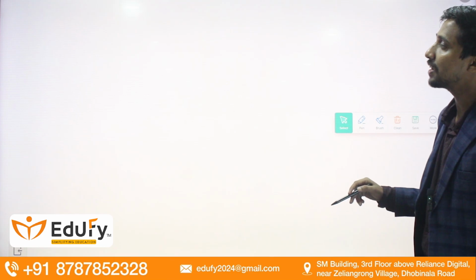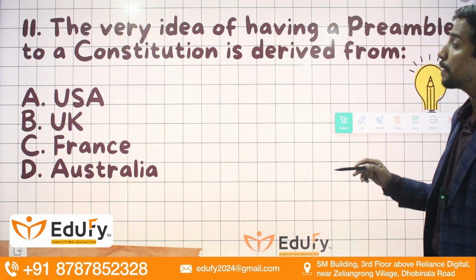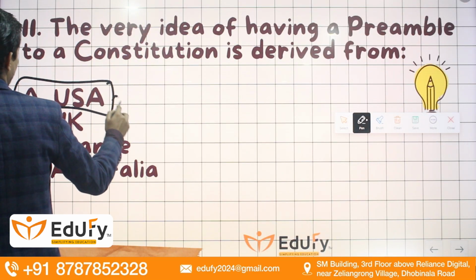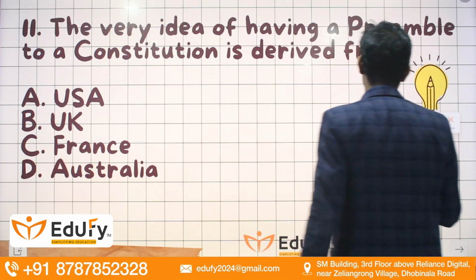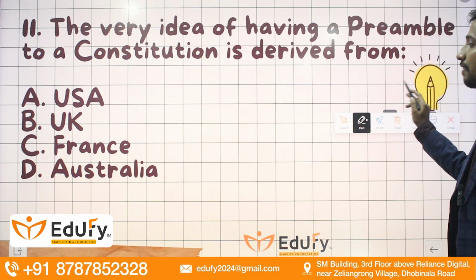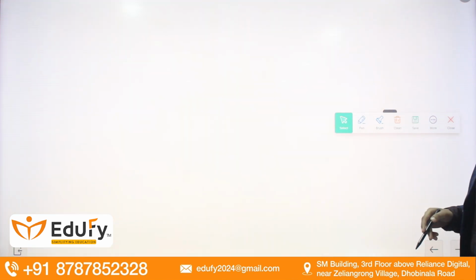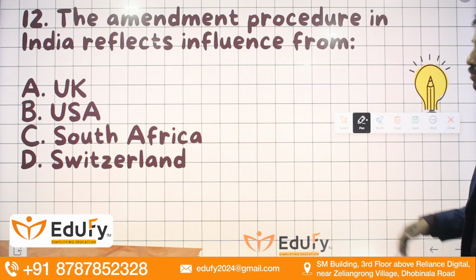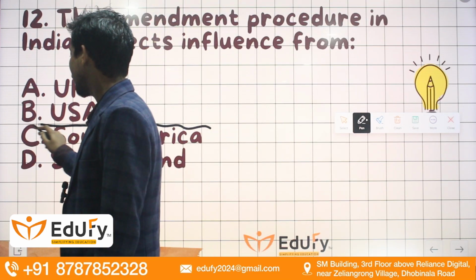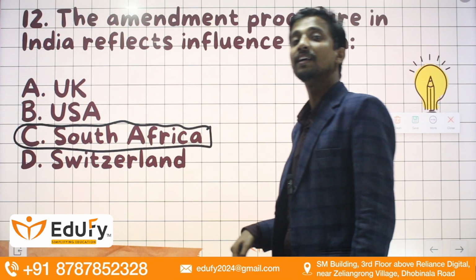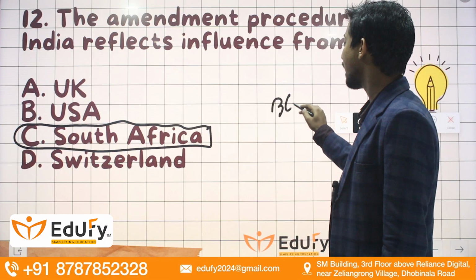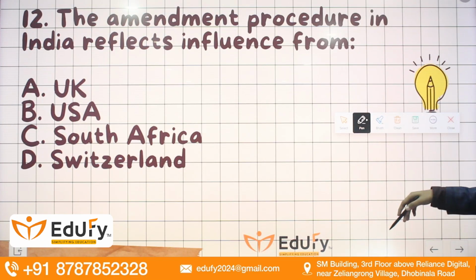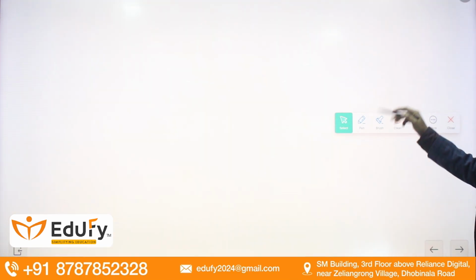Moving towards the next question, we have, guys: the very idea of having a preamble to a constitution has been derived from. So, guys, our preamble has been derived from the Constitution of the USA, the United States of America. Moving towards the next question, guys, we have: the amendment procedure in India reflects the influence from. So, guys, the process of amendment, which means updating the Constitution of India, we have taken from the Constitution of South Africa, mentioned under Article 368 of the Indian Constitution.